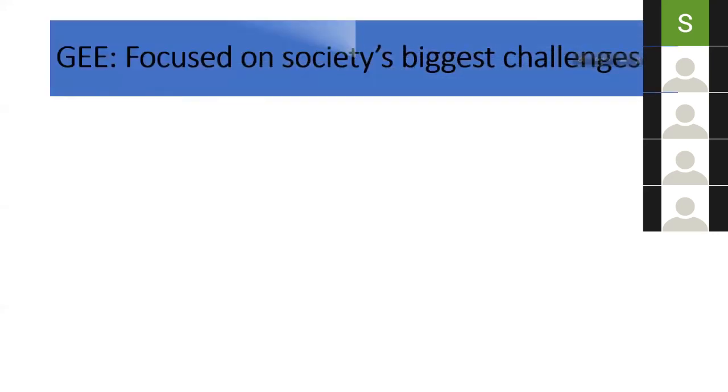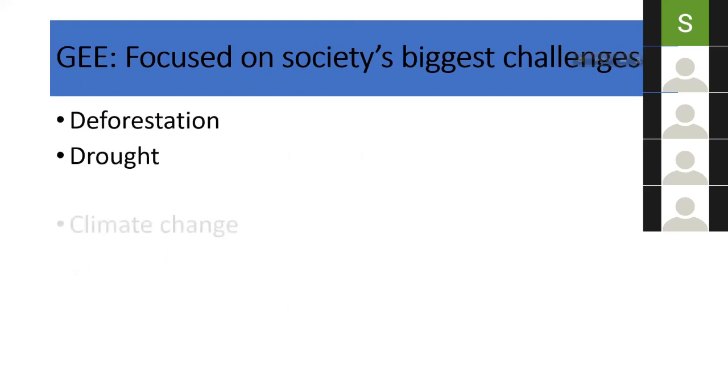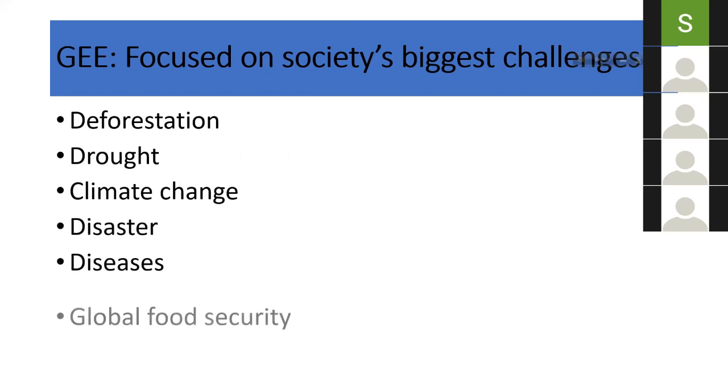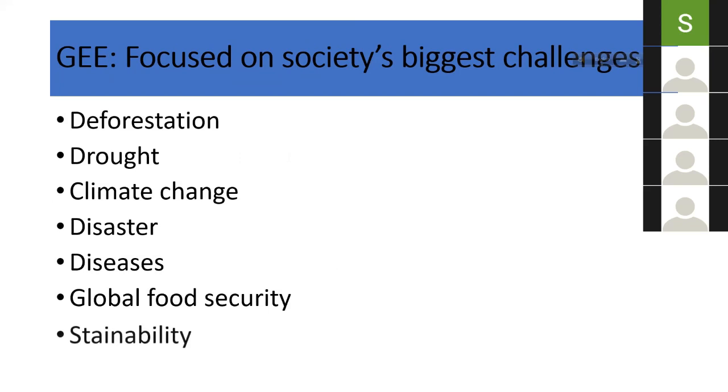Google Earth Engine is mainly focused on society's biggest challenges. First of all, deforestation is a big problem in our world at this moment. Drought and climate change are big issues. Disaster, disease, global food security, and sustainable development are the biggest challenges that Google Earth Engine mainly focuses on.